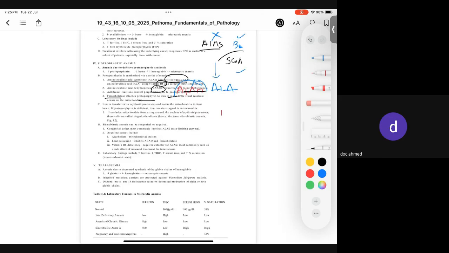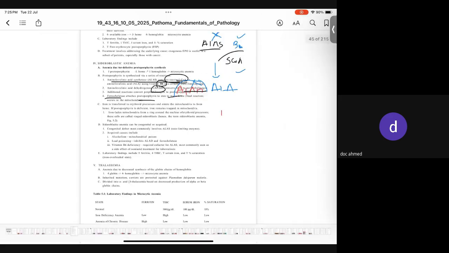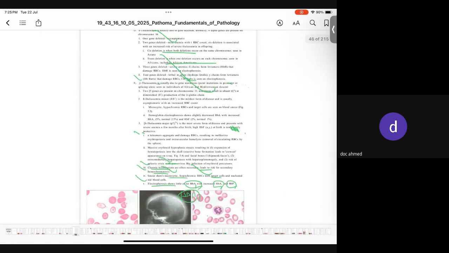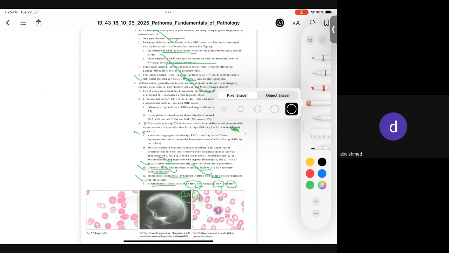Okay. So let's discuss thalassemia. But before getting into thalassemia, just give me a second. Let me just erase it first.